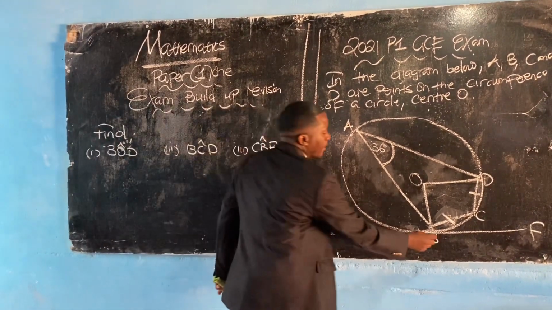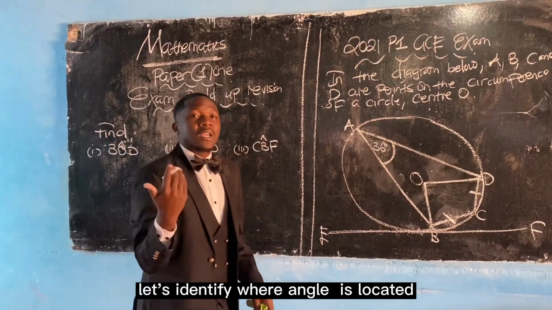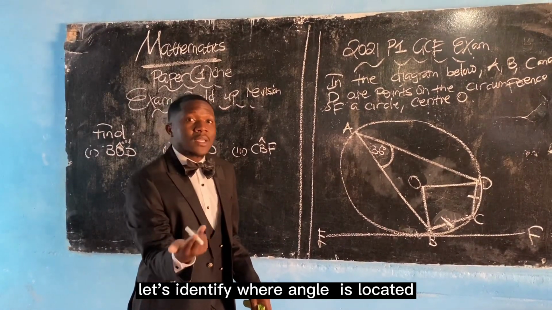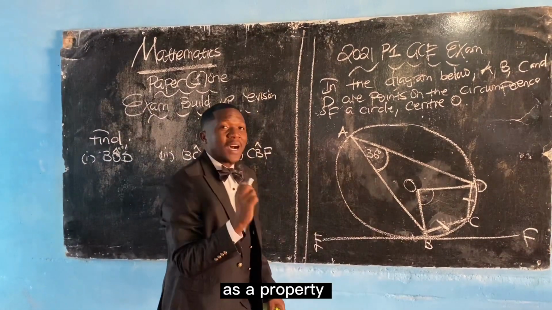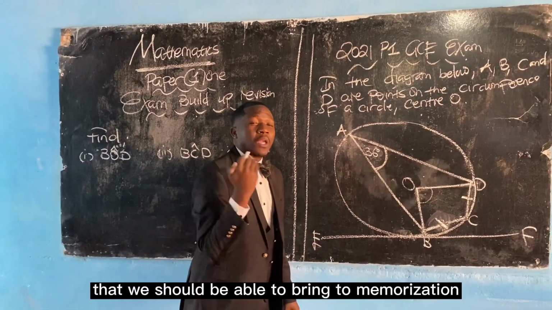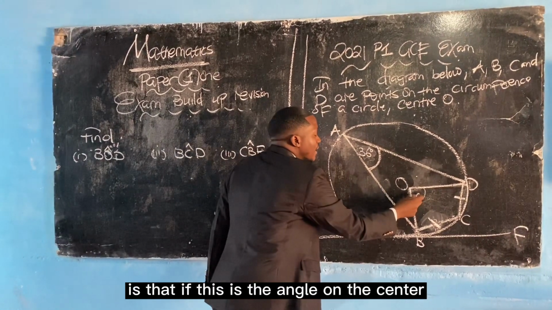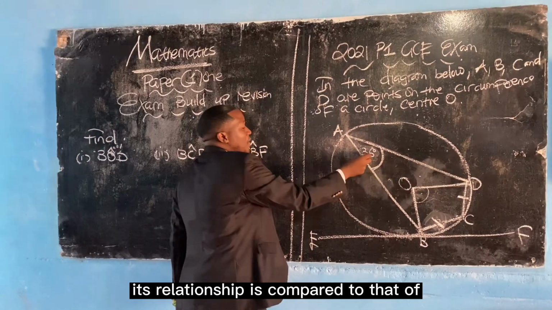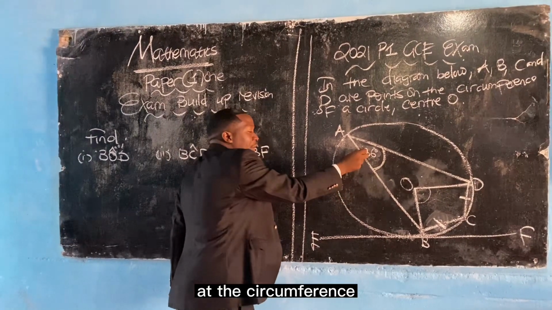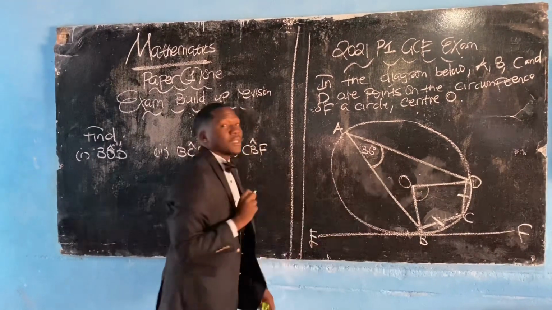So this is BOD. The first important thing, let's identify where our angle is located. It is located on the center. And the relationship as a property that we should be able to bring to memorization is that if this is the angle in the center and it is unknown, its relationship is compared to that at the circumference, in the sense that the one at the circumference should be doubled to get what is at the center.